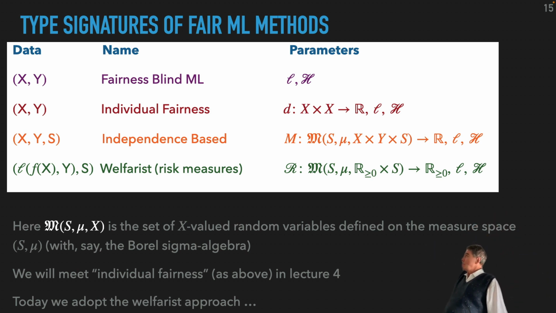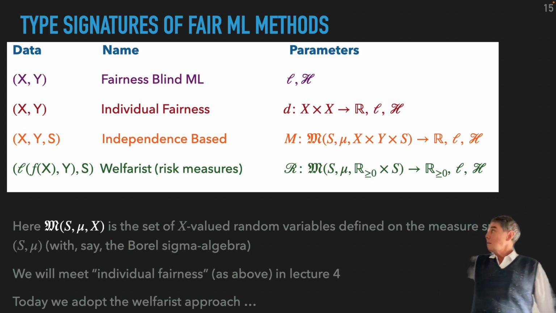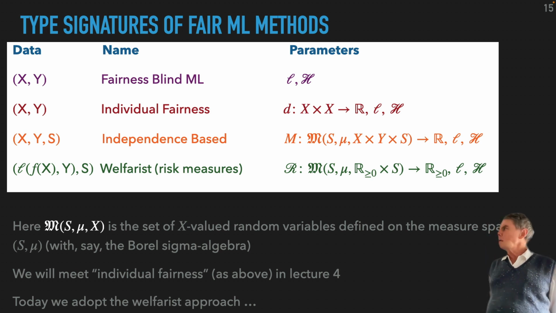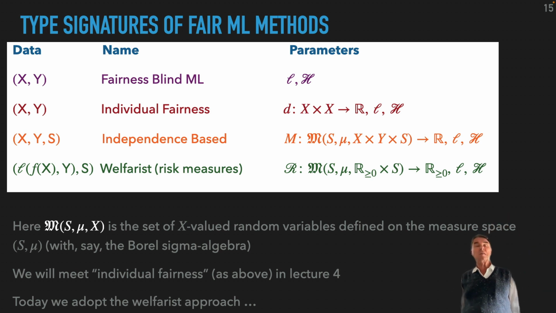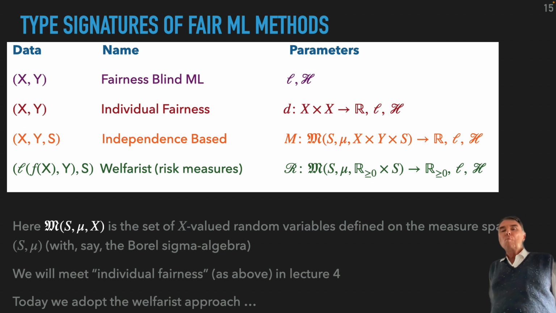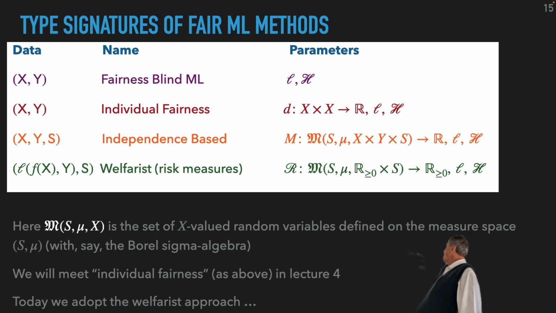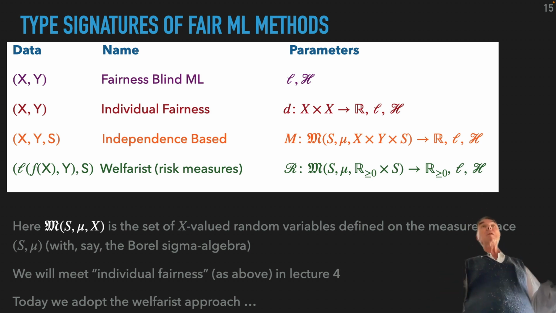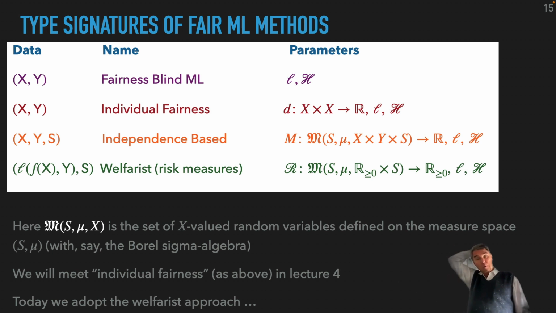The ones that we've already met are independence-based. They take three data, X, Y, and S, the sensitive attribute. And then we need this complicated functional that maps from our sensitive feature space to some probability measure. This is what we've already been looking at. But what I want to now flag is that there's a quite different way of doing this, and that's this last one. This last one is what we're looking at now.